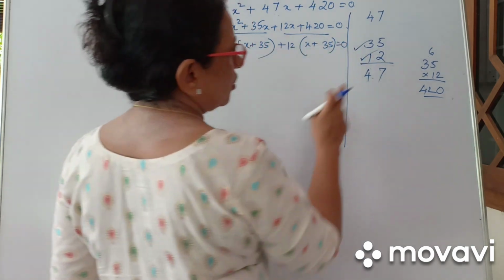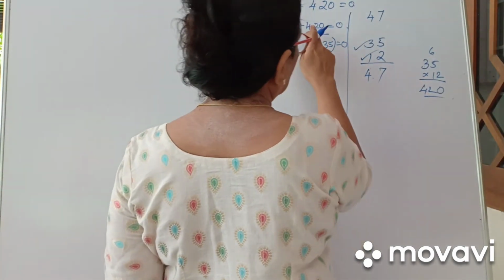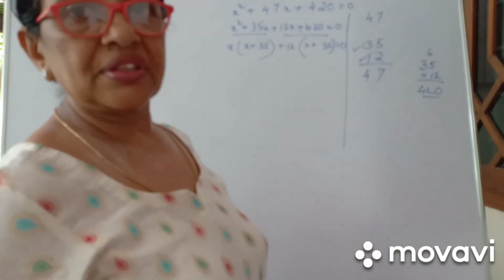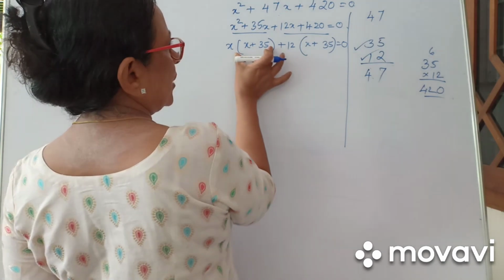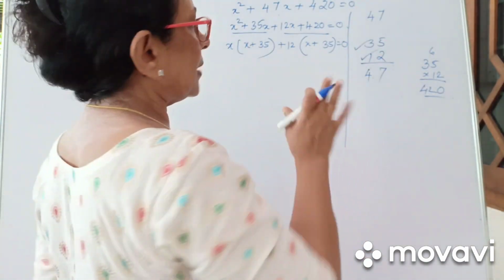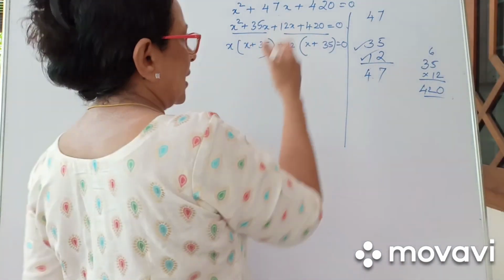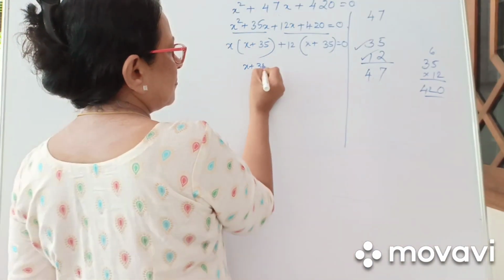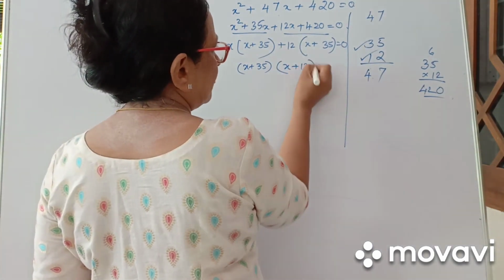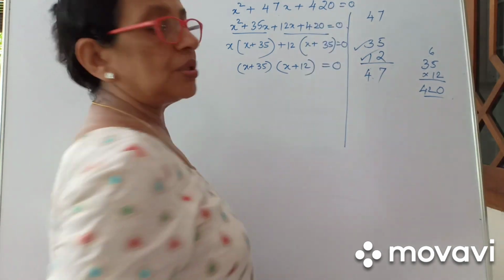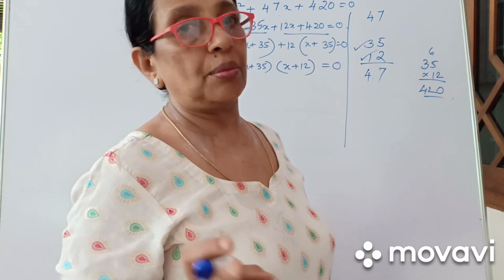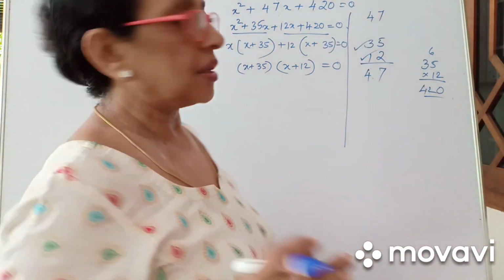How did I get 35? Because 35 into 12 is 420, and from 420 take out 12 common and you are left with 35. Now see, without any manipulation, I got the terms inside the bracket same. So that means still here my step is correct. Now next step, x plus 35, take it out common. What is left out? X plus 12 equal to 0. Don't leave out this equal to 0. If you don't write equal to 0, it's not a quadratic equation, it becomes a polynomial. So continue writing equal to 0.